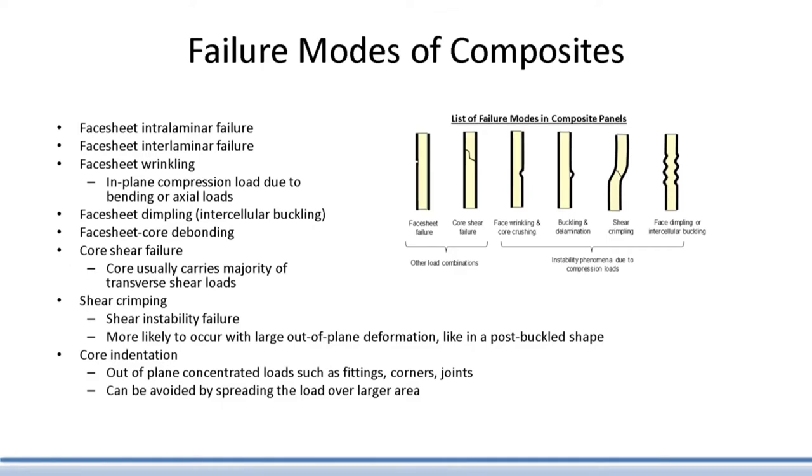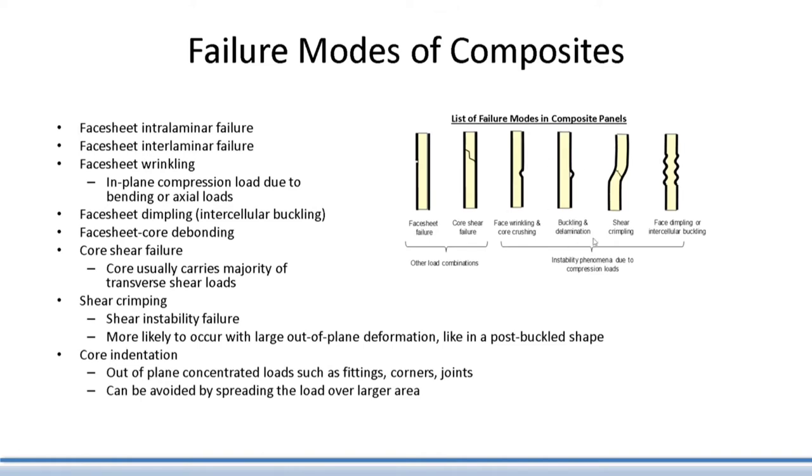And then intercellular buckling. Okay, so intercellular buckling means, for example, take a honeycomb structure. A honeycomb structure is going to have a face sheet that's unsupported between the empty cells. And so now the face sheet could potentially buckle in between the cell walls. So that's what we're talking about there.